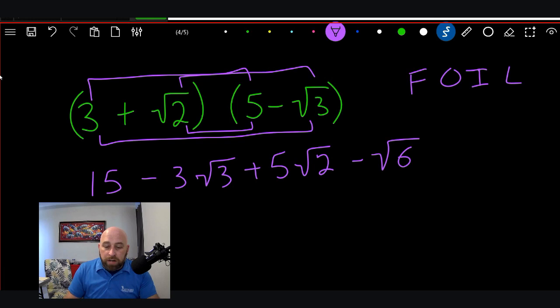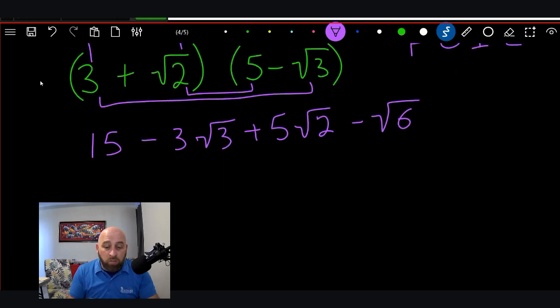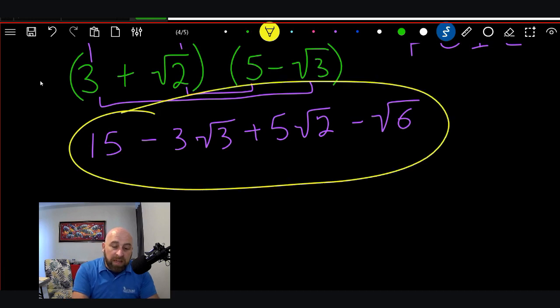Now, what we want to do right now is we want to see what can we solve out. What can we combine? Well, notice 15 doesn't combine with anything because it doesn't have any square roots with it. Square root of 3, there's no other square roots of 3. Square root of 2, there's no other square roots of 2. Square root of 6, there's no other square roots of 6. Guess what? We are done with this. We cannot combine anything. Now, what if we can combine something? Well, then go ahead by all means and combine it. That would be great. If you can. If you can't, then just go ahead and work through it.